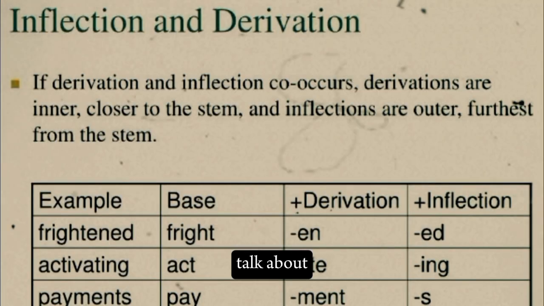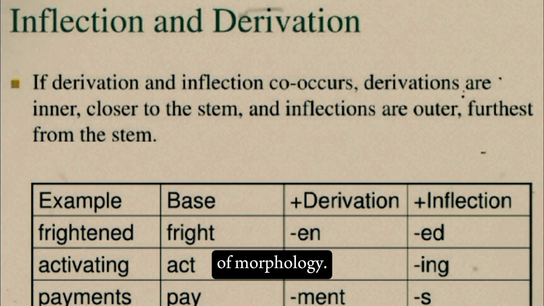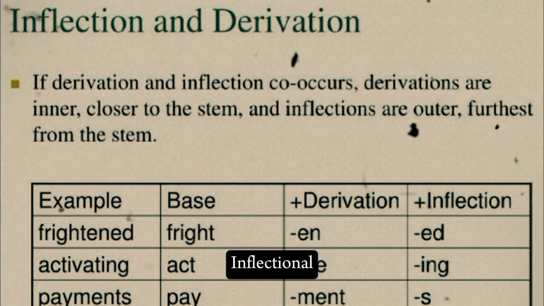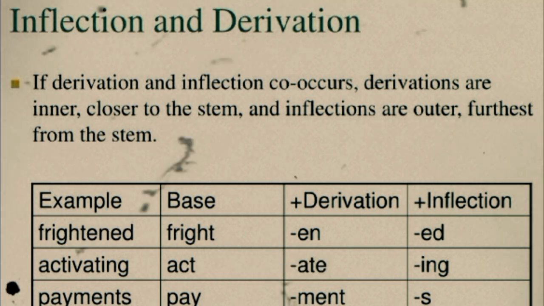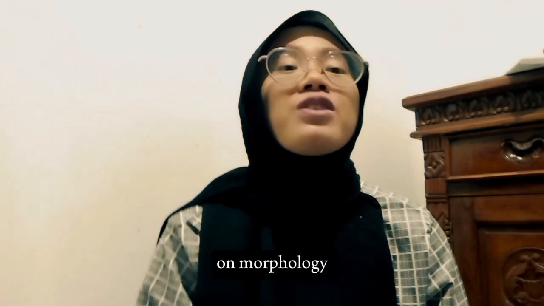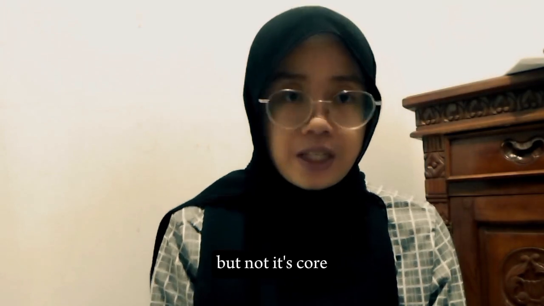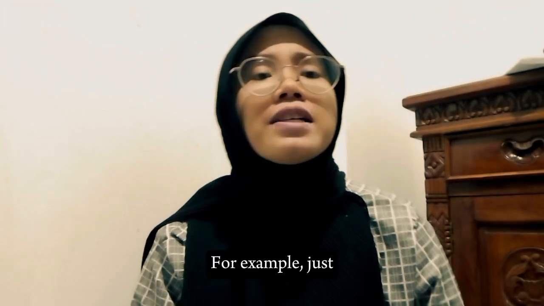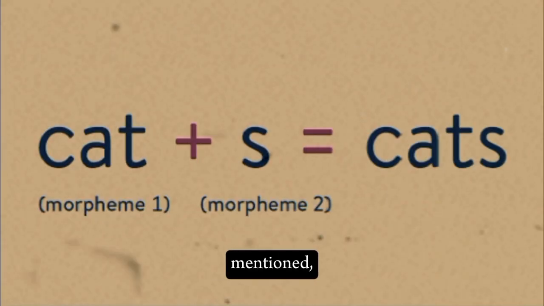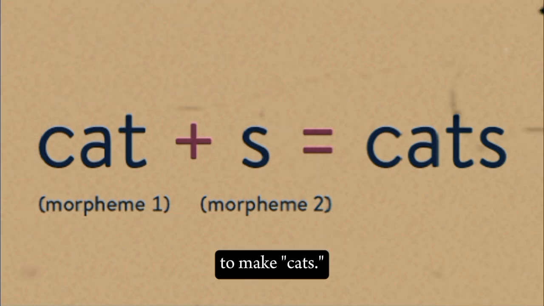Now let's talk about the two main types of morphology, inflectional and derivational. Inflectional morphology changes a word's form, but not its core meaning. For example, just like Sauqi previously mentioned, adding s to cat to make cats. Easy, right?